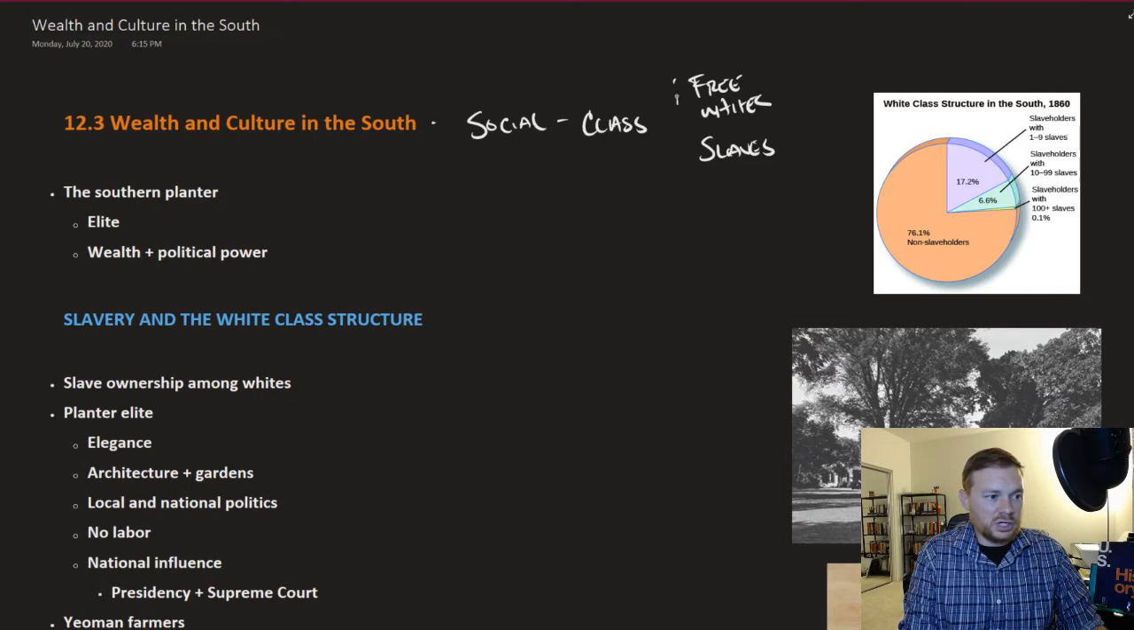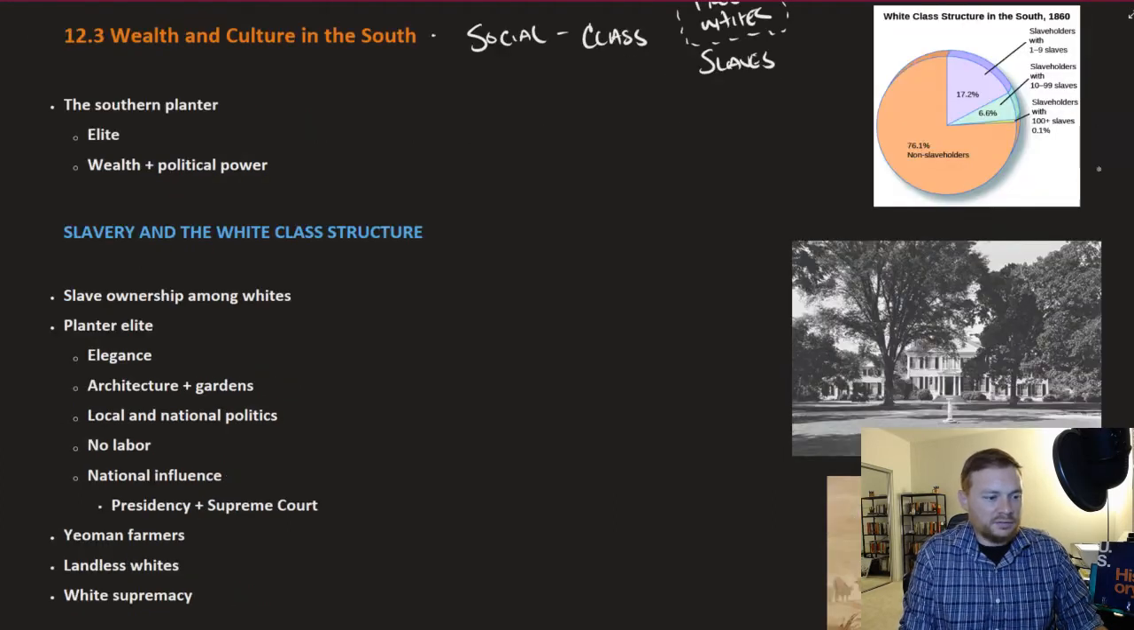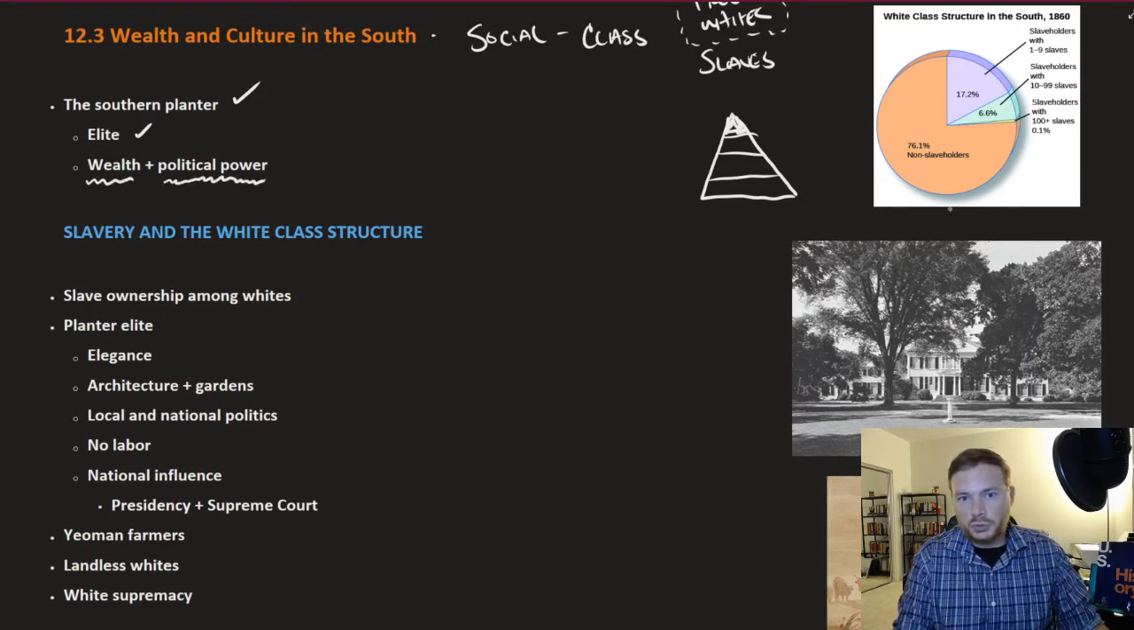We're going to be looking in this chapter a little bit at this free white population and how that broke down. At the very top of this social pyramid, and that's another good way of breaking down a specific society, you had the Southern planter. They were the elite class. They were the wealthiest. They held all the political power as well. So these were the individuals who were elected to governorships. They were senators. They were presidents, in fact. They occupied a very small number, but had an enormous amount of influence in the South.